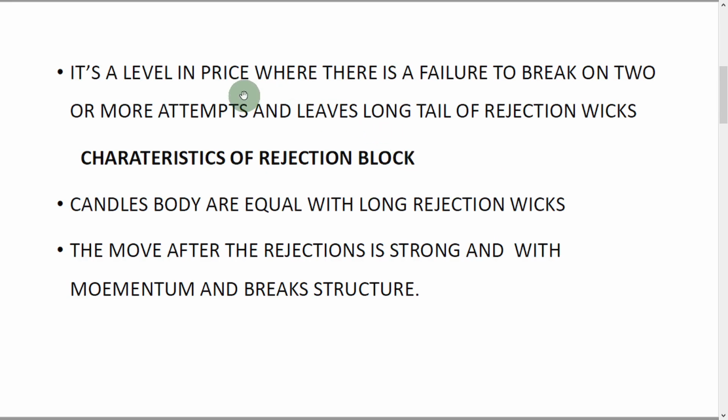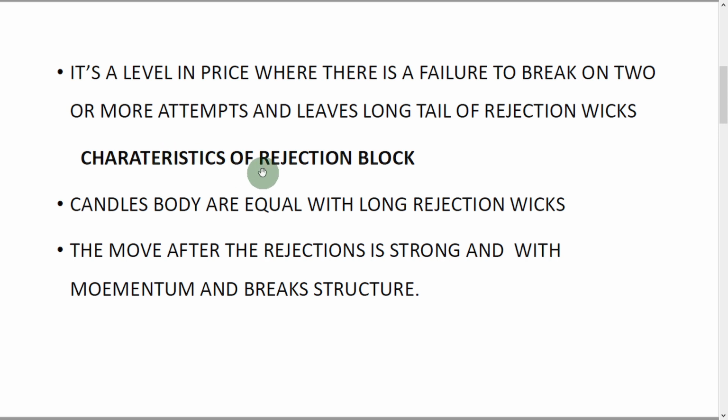So this lesson is going to be on rejection blocks. A rejection block is simply an area or level in price where there is a failure to break on two or more attempts, and then it leaves long tails of rejection wicks. After this, price moves aggressively away from that level.